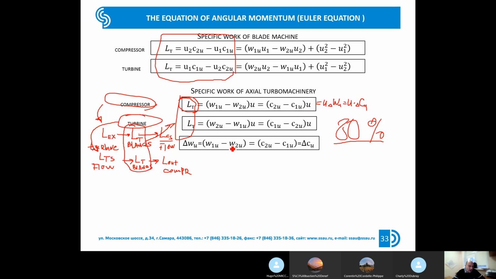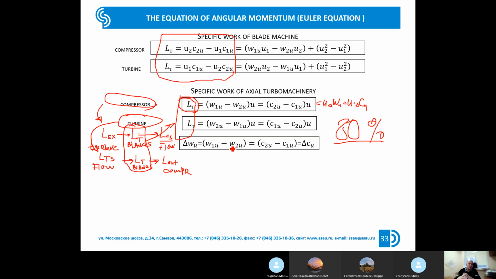Of course, why, for example, does the work which we extract or supply using blades not depend, for example, on the temperature or on the pressure ratio? But I could show you an example. I think it's better to show it based on the turbine. Let's imagine the working process inside the turbine.